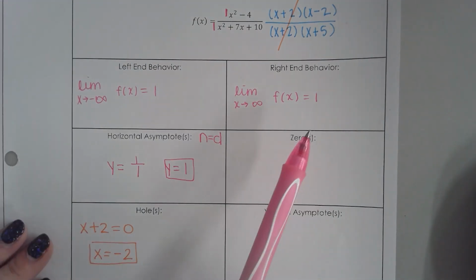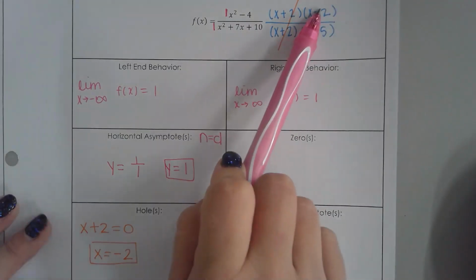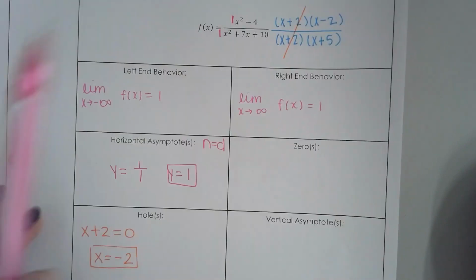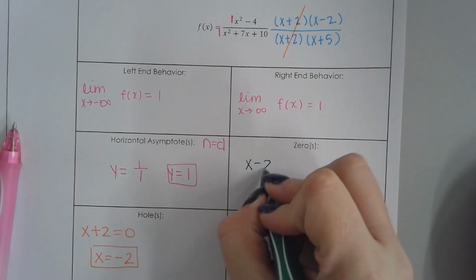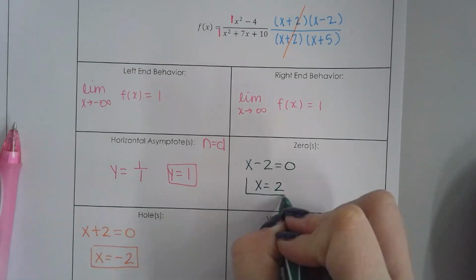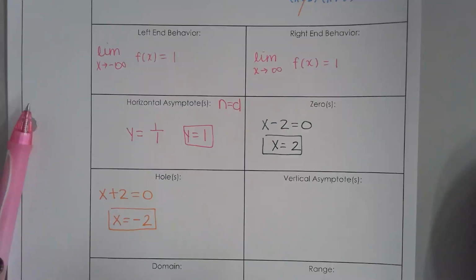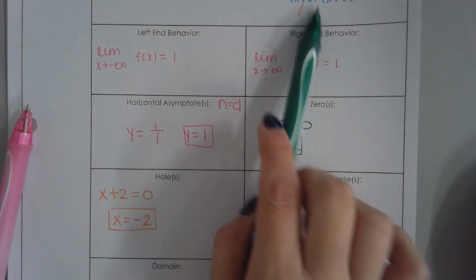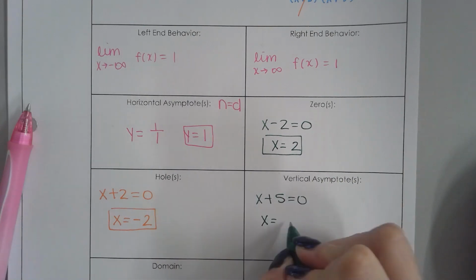Your zeros, or your x-intercepts, that's what's left over in the numerator. So I have x minus 2 equals 0.